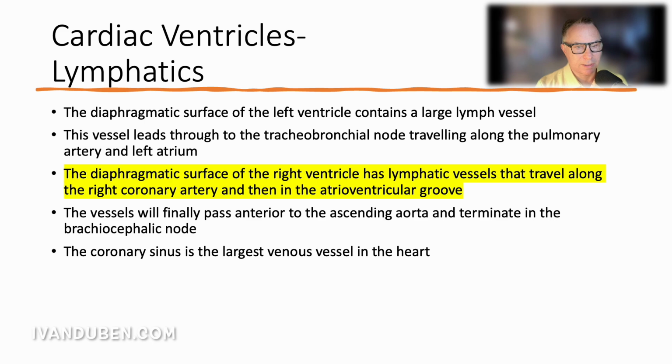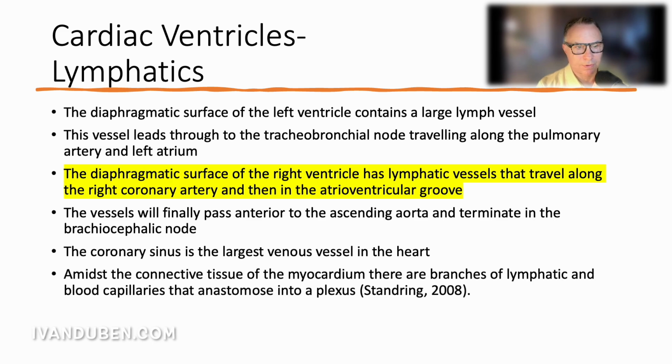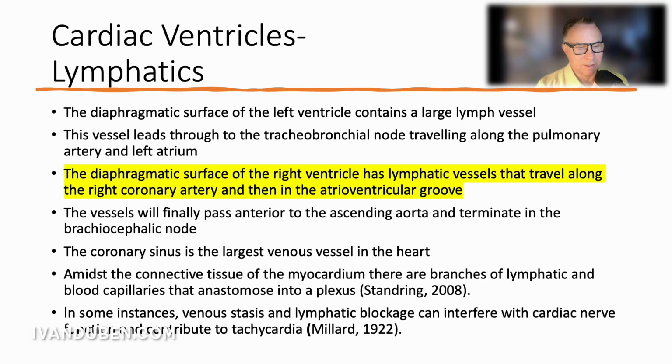The coronary sinus is the largest venous vessel in the heart. Amidst the connective tissue of the myocardium, there are branches of lymphatic and blood capillaries that anastomose into a plexus. In some instances, venous stasis and lymphatic blockage can interfere with cardiac nerve function and contribute to tachycardia. That's coming from Millard over 100 years ago.